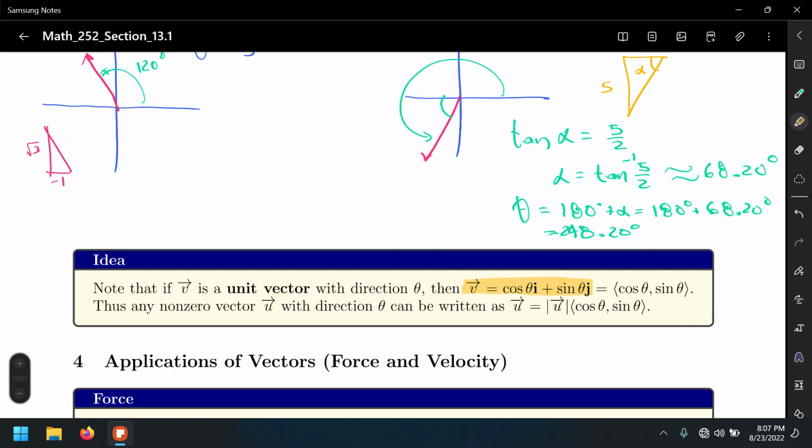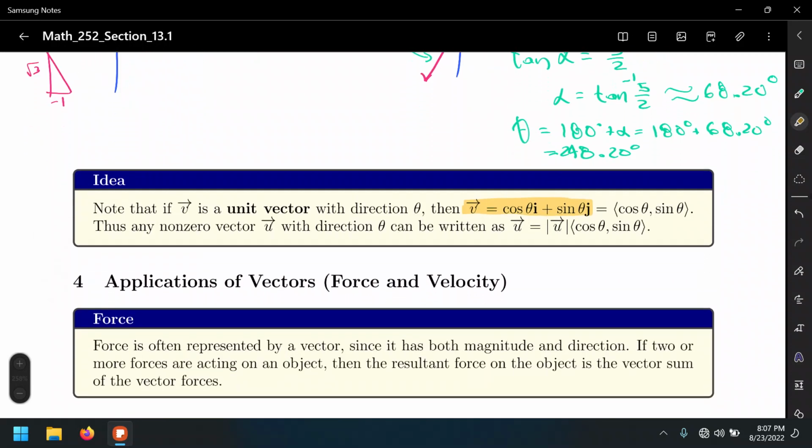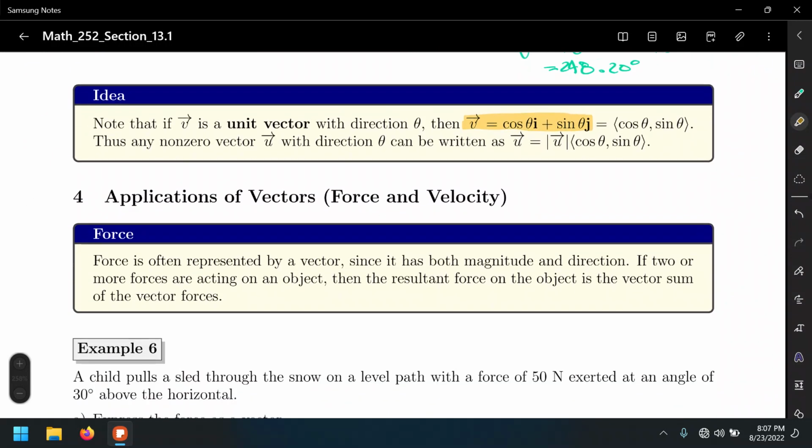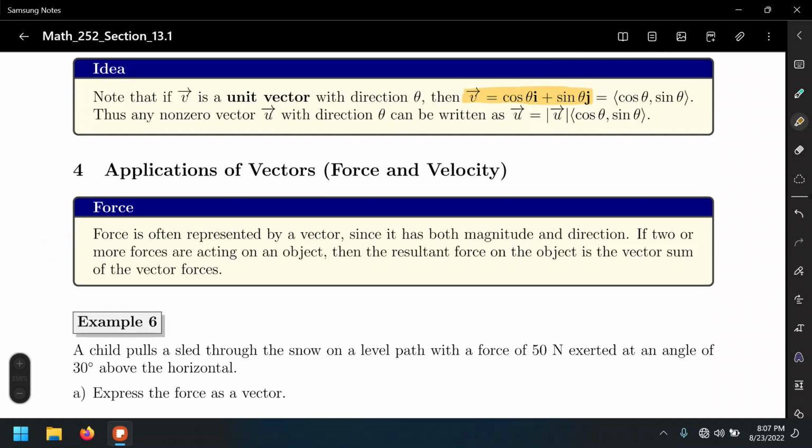But this is for the unit vector. Of course, not all vectors are unit, especially the ones that we are about to work on, those that are applied to forces and physics, as you'll see.